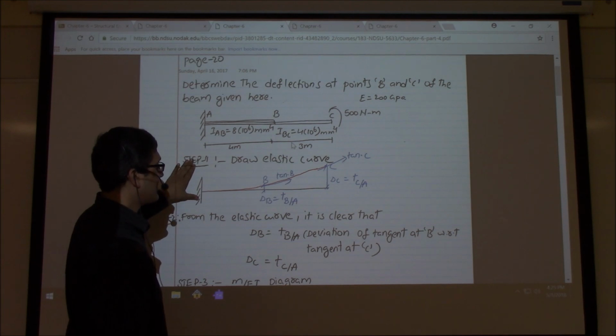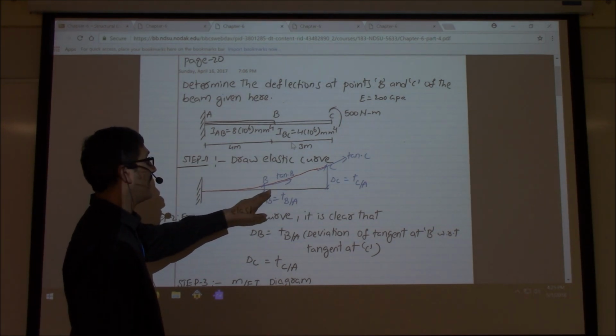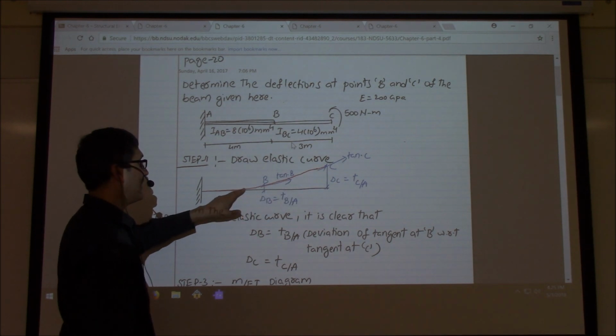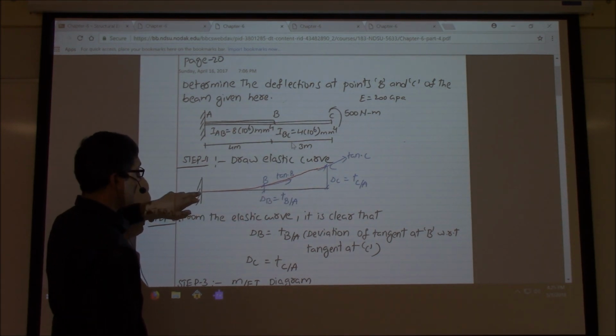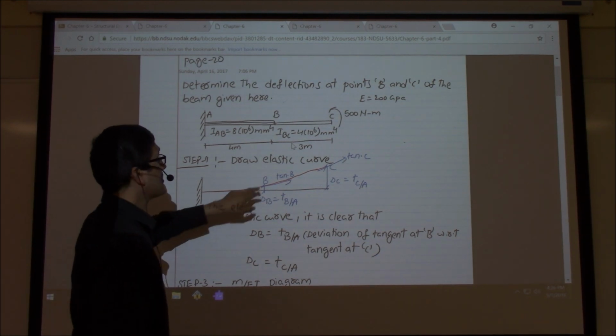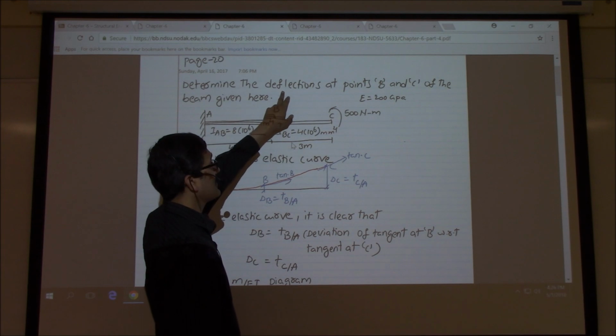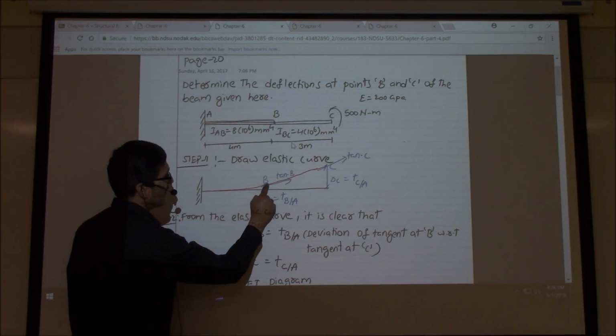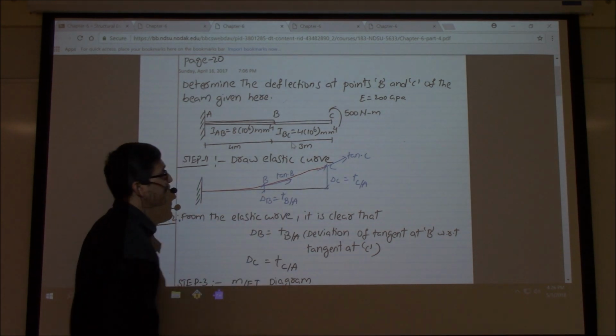So the very first step is always to draw the elastic curve. If I draw an elastic curve, here the elastic curve is drawn in red color. Please remember that the slope and deflection at this particular point is 0. So just because I am asked to find out the deflections at both points B and C, I have to draw tangents at B and C.